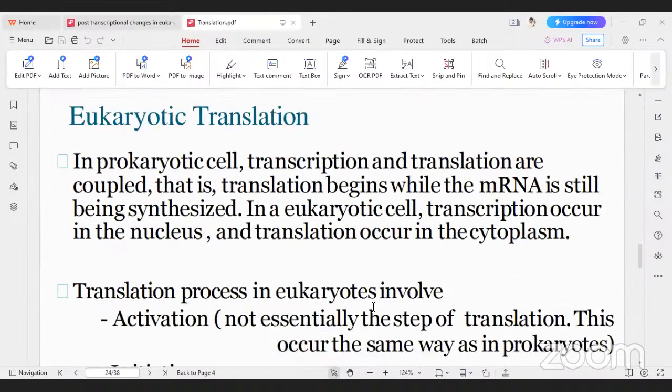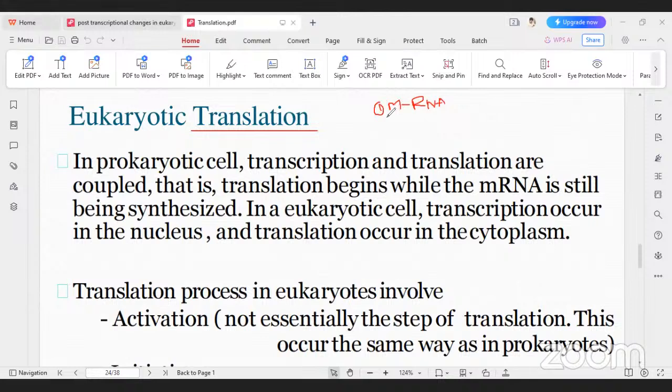Right, eukaryotic translation. First of all, let's see the requirements of translation. Just write down one by one. What are the requirements for eukaryotic translation? Mature mRNA, first one. Are you following me? Yes, sir. First requirement is mature mRNA.